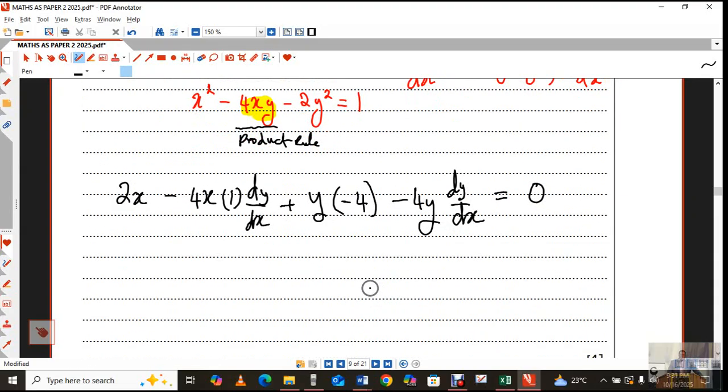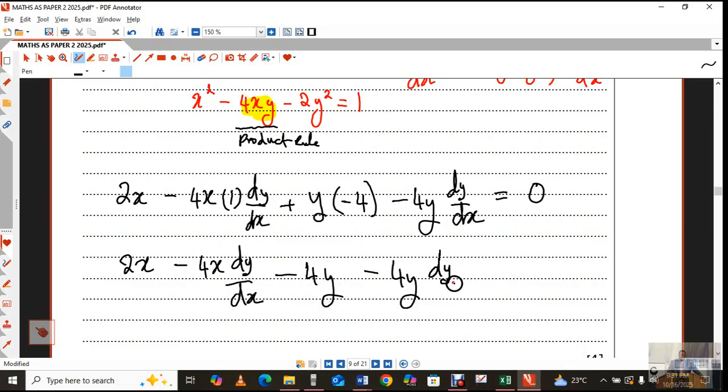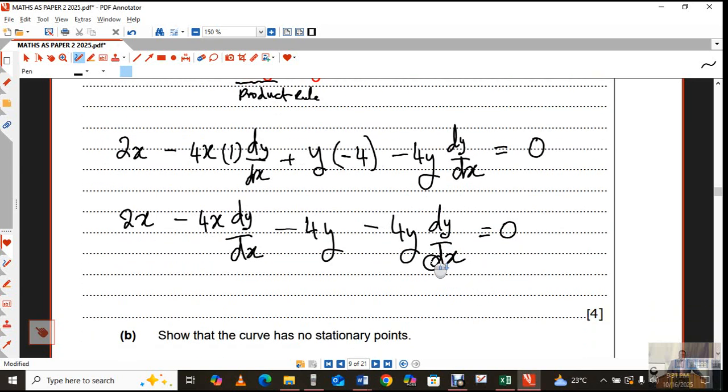Now what we're going to do is write all the terms, or let me just clean this up a little bit. So that is 2x minus 4x dy dx, minus 4y, minus 4y again, but this one has got dy dx, is equal to 0. So we are looking for dy dx. So at the end of the day, if you look at what you have, I'm going to write those coefficients. I have 2x minus 4y. Okay, that's what I have.